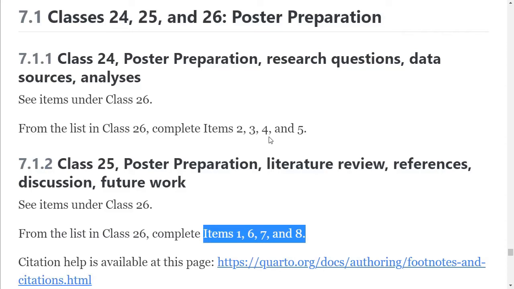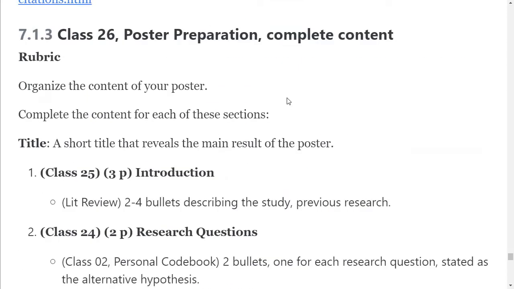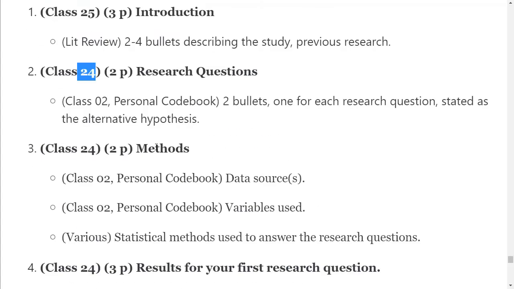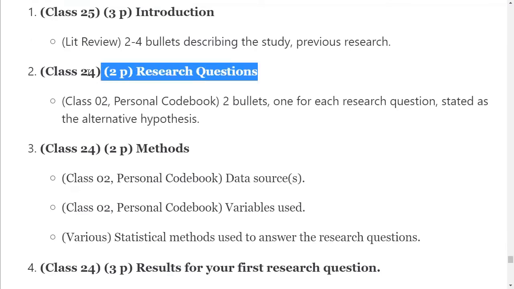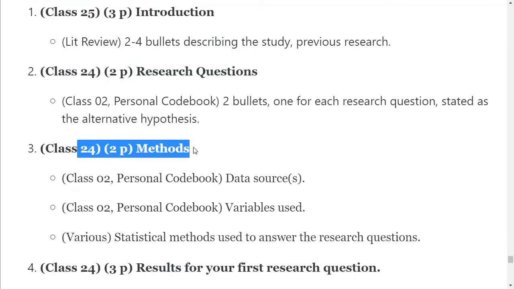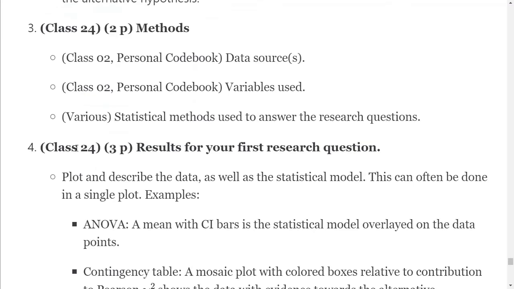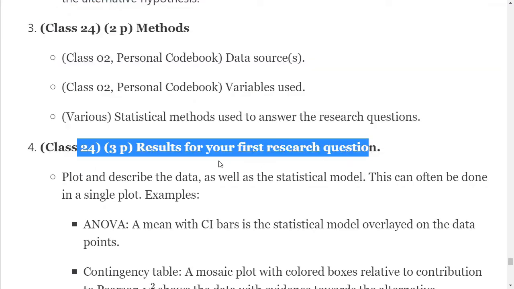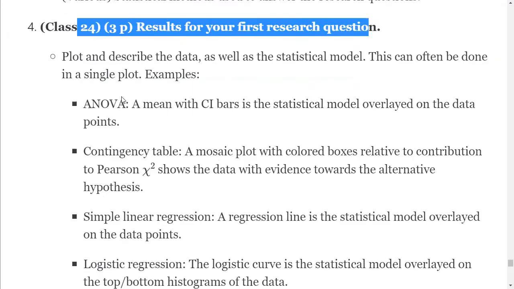So what are 2, 3, 4, and 5? We'll scroll down to the poster preparation. Here's part 1. We're going to skip that. It says class 25. We are focused on class 24. So we've got research questions, methods, the results from your first research question. Basically we're going to go up and find two analyses that we liked from the previous classes and bring those into the poster.